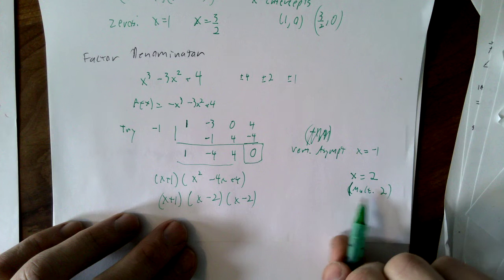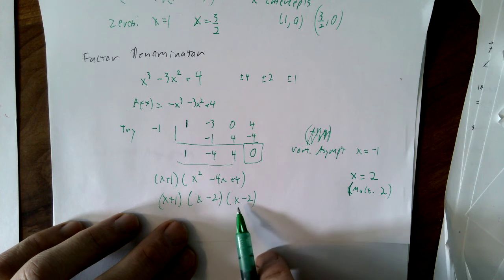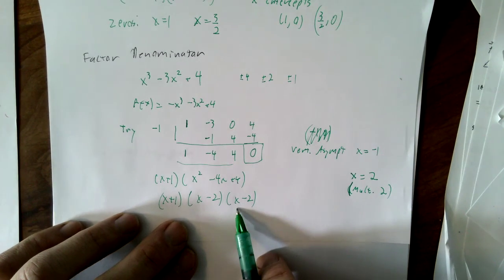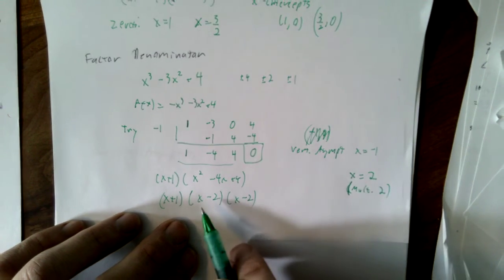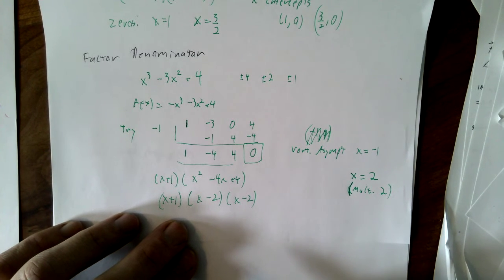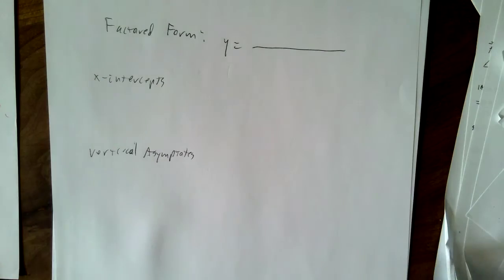That means the sign doesn't change there. If it's positive on one side, when I get to the other side of 2, it's also going to be positive because this is squared right here. If they both change signs at the same time, the product isn't going to change signs. So we'll put that on the graph pretty soon. Let's see what else we need.